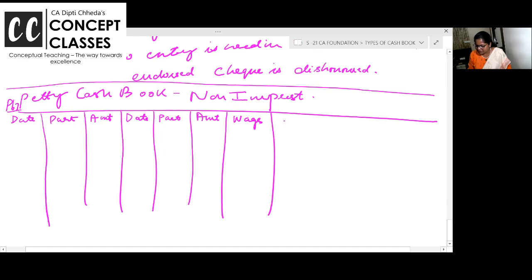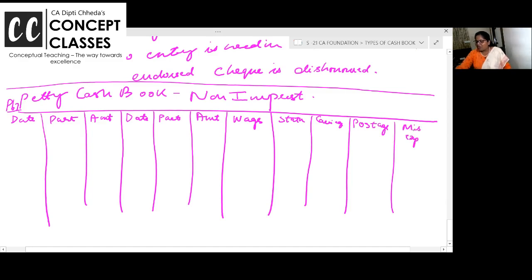और क्या है? Stationery, printing and stationery, carriage, postage. Is my writing clear or is it very small? Postage, telegram, and tea, coffee and all, you can write it under miscellaneous expense. One column, if you make extra, no problem. Make it. Just learn the trick how I'm doing this, drawing rangoli. I call it drawing rangoli only. Otherwise, there is no logical calculation in the petty cash book.